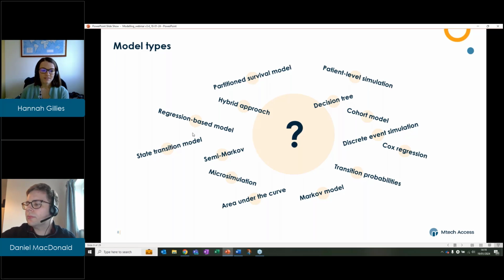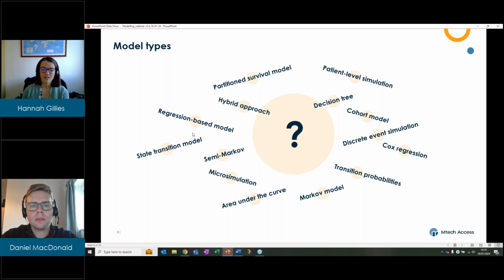So there are many different ways that health economic models can be classified, and often different terminologies can be used to describe the same model structure. So, for example, some model structures can be built using either a cohort or a patient level approach, which means that using the term patient level model doesn't necessarily describe its structure. Also, for example, a state transition model is an umbrella term, of which a Markov model is just one type. And a partitioned survival model is also known as an area under the curve model.